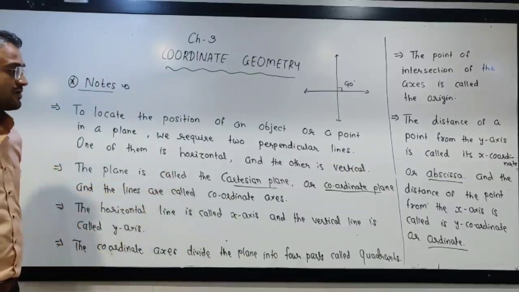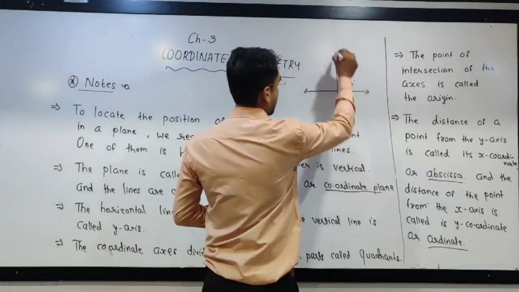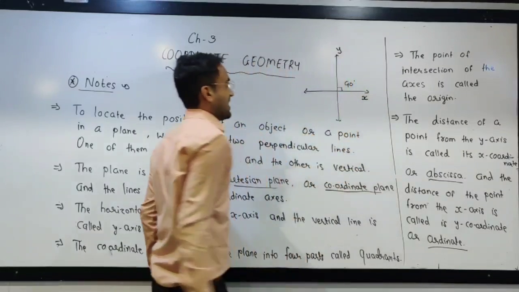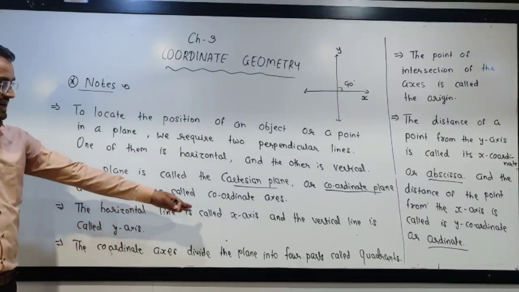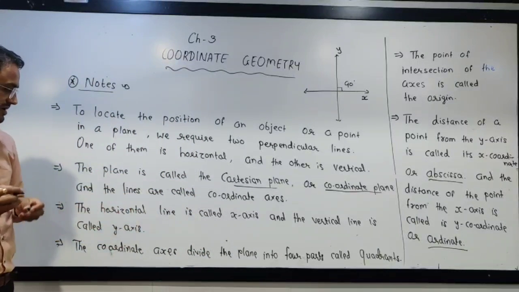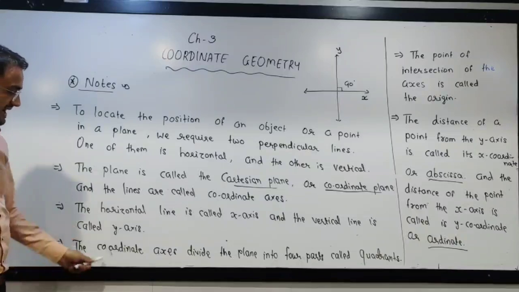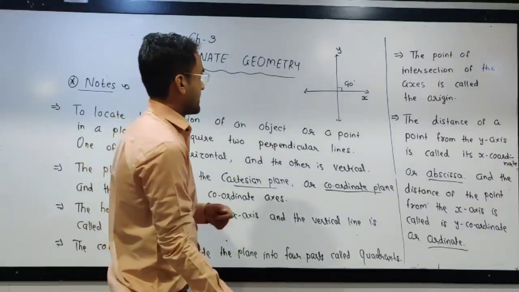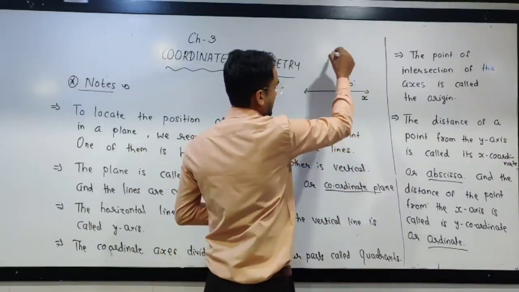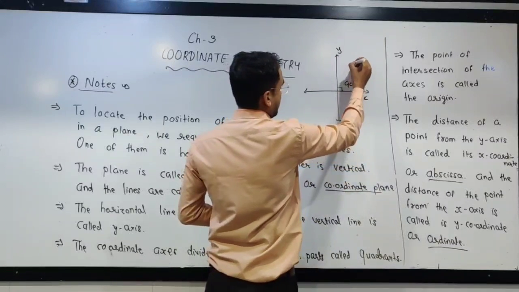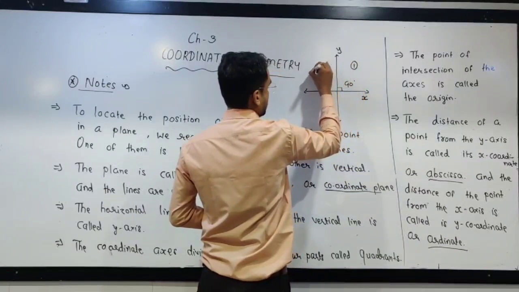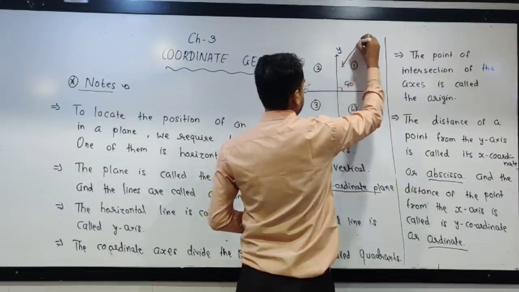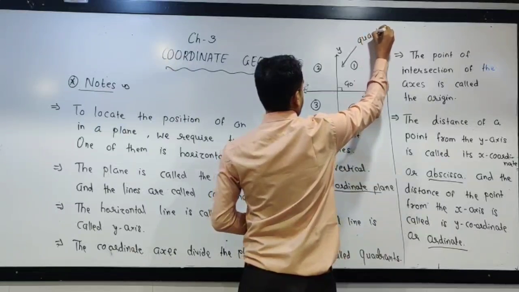And these lines are called coordinate axes. This is your x-axis and this is your y-axis. Right? The horizontal line is the x-axis and the vertical line is the y-axis. Now, the coordinate axes divide the plane into four parts. These are called quadrants. We know this is a plane. If I draw these two lines, there will be 4 parts. This one is 1, this one is 2, this one is 3, and this one is 4. So these 4 parts are called quadrants.